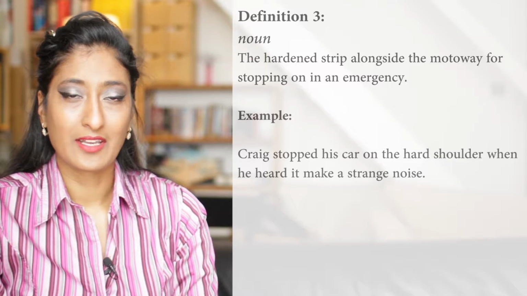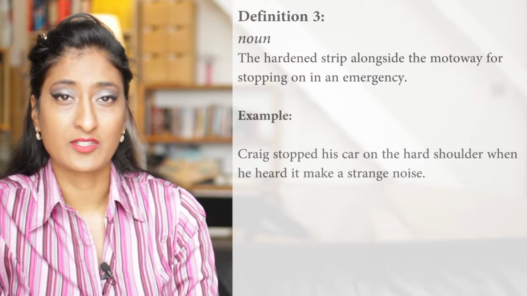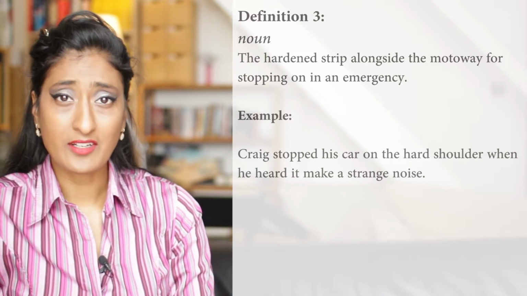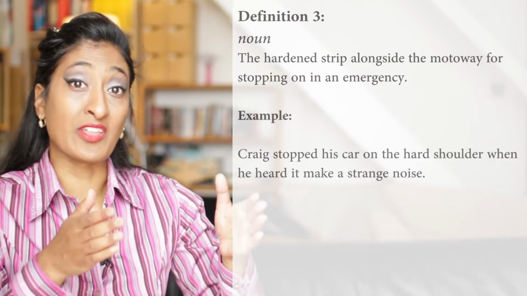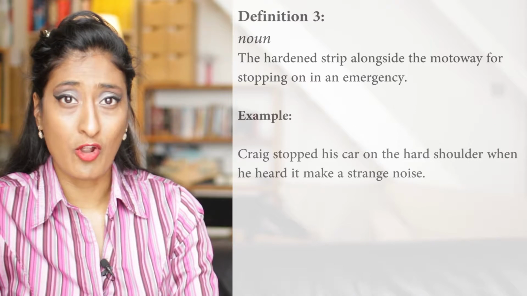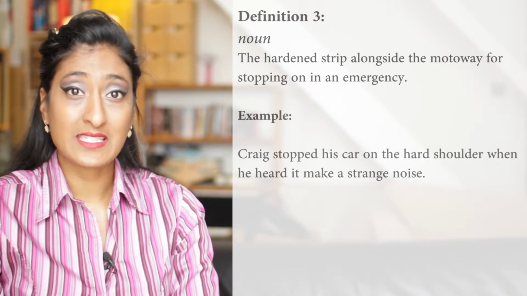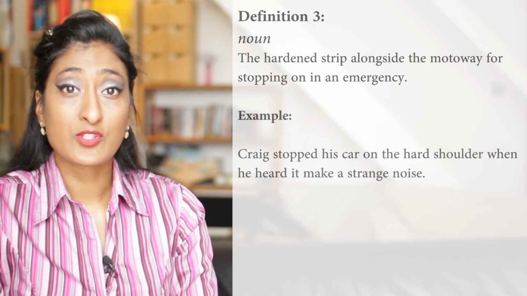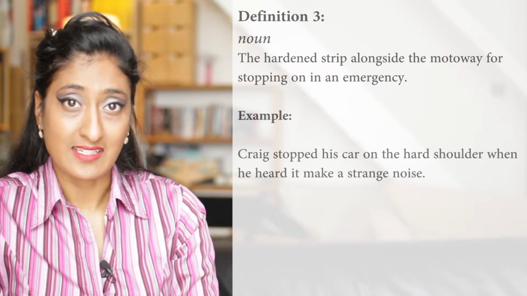Definition number 3. You can also use the word shoulder to talk about the hard shoulder. The hard shoulder is one of the lanes on a motorway that if you have an accident or if something is wrong in an emergency, you can go and stop there and seek assistance.